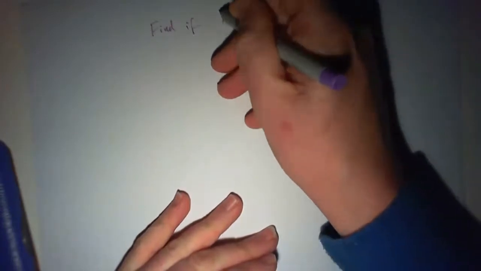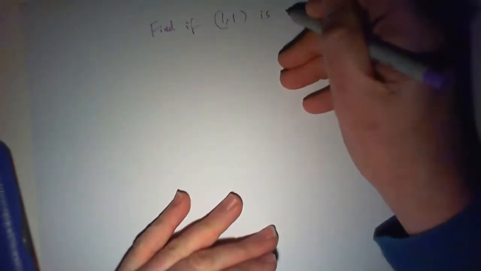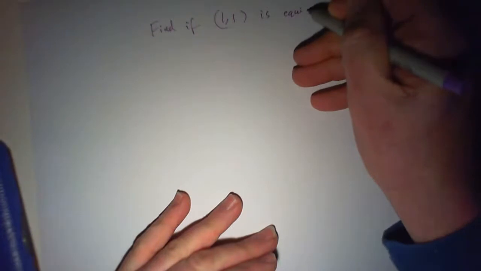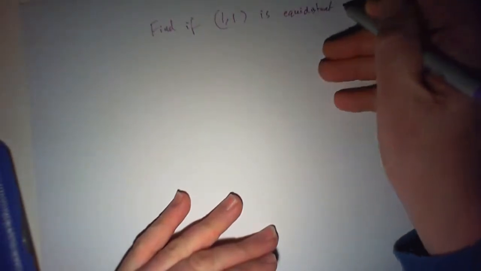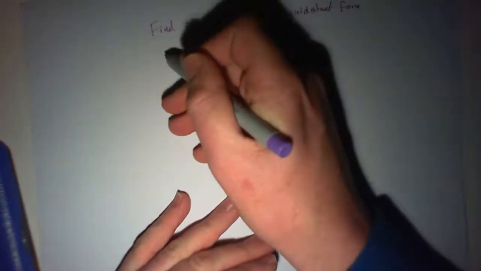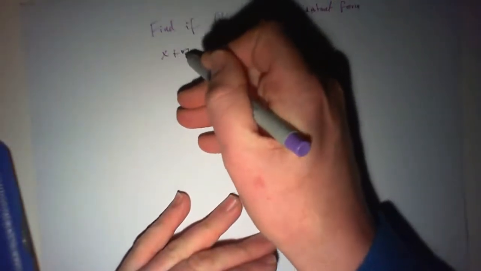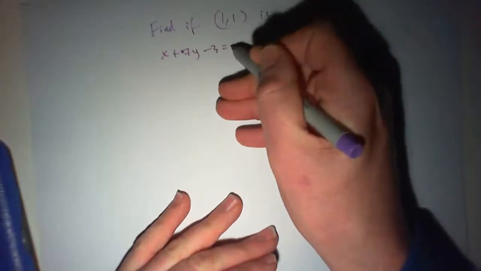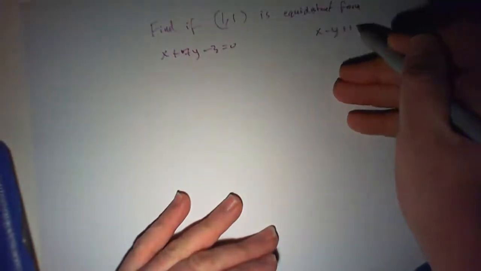Hello everyone. So we're just going to continue on with the perpendicular distance formula, and we'll just play around with some more examples. So here's one to try. Find if (1, 1) is equidistant from the lines x plus 7y minus 3 equal to 0 and x minus y plus 1 equal to 0.